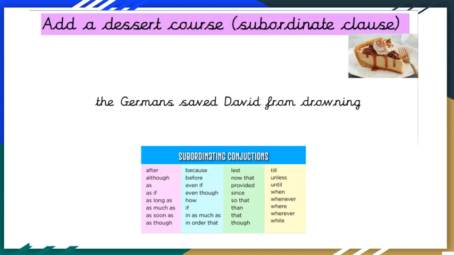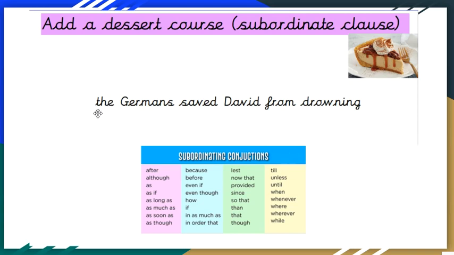So we're going to have a go now at adding a dessert course to this sentence, but using a subordinate clause rather than a phrase. So your subordinating clause, your dessert, needs to have a doer, a subject, and it needs to have a verb. Okay, and here you've got an example of all the subordinating conjunctions you could use.